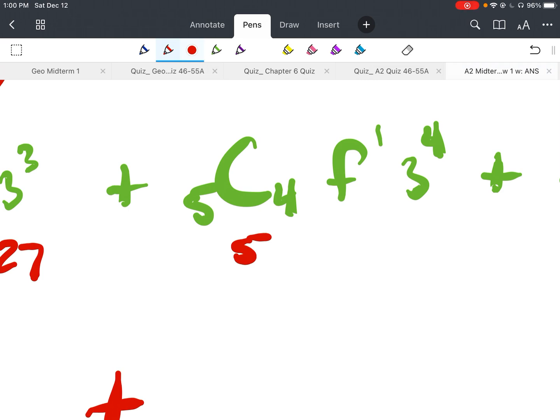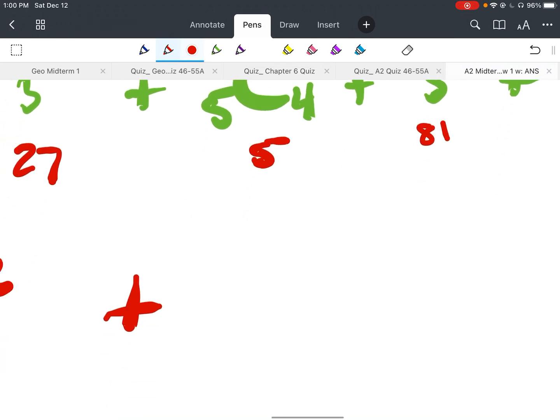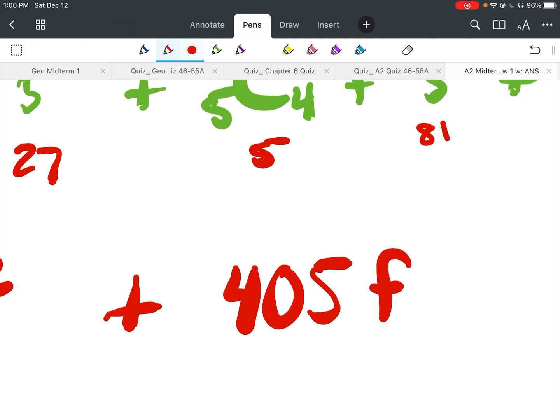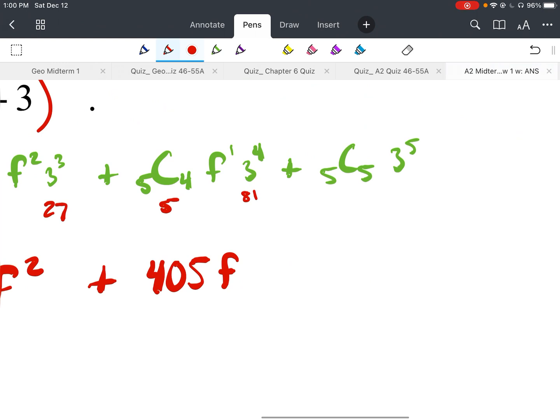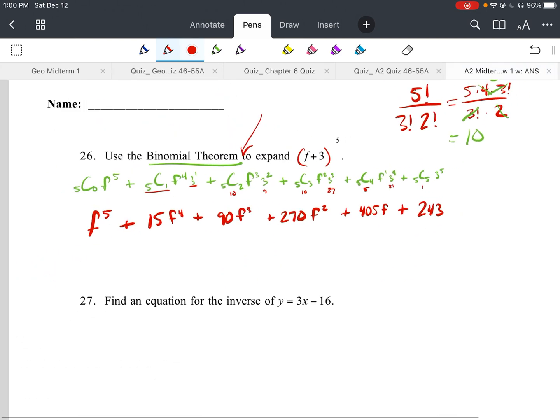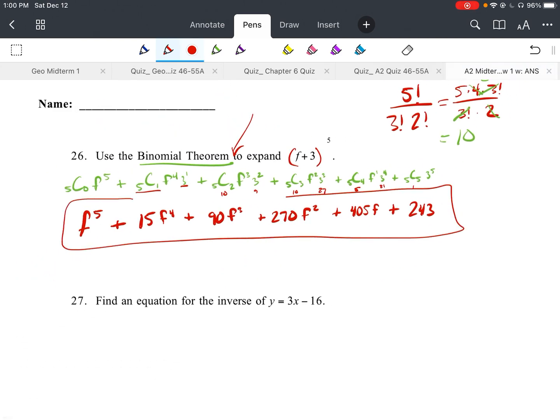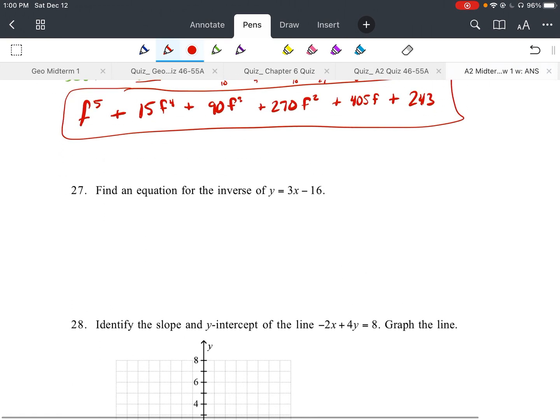But this is 3 to the fourth power, which is what? 81? So this is 81, and 81 times 5 is 405. So do 405, and this would be f to the first power. And last but not least, this is just going to be 1, and 3 to the fifth power is 243. So 243, and there is your big polynomial. And that's it. Good stuff. That was fun. I mean, ish.